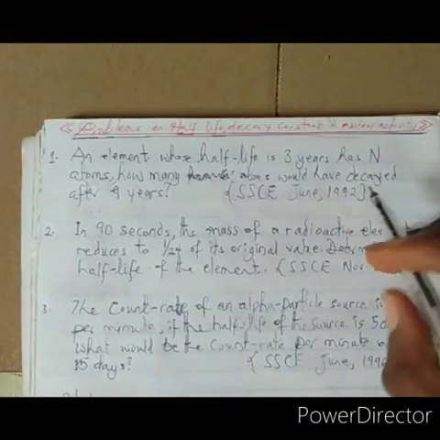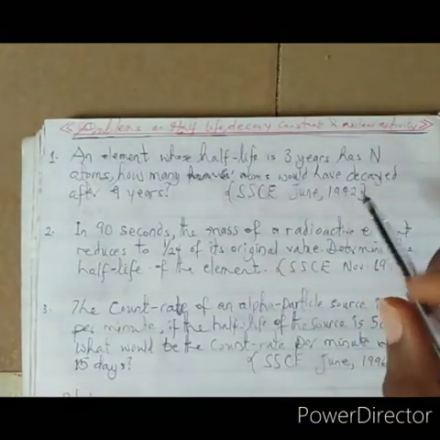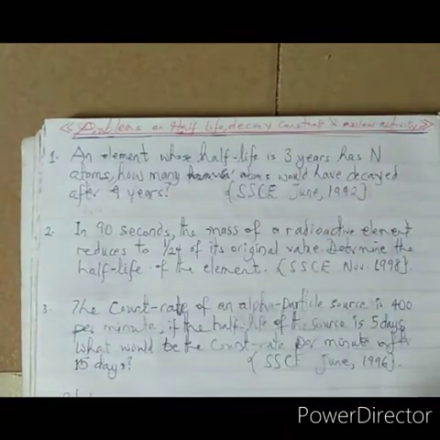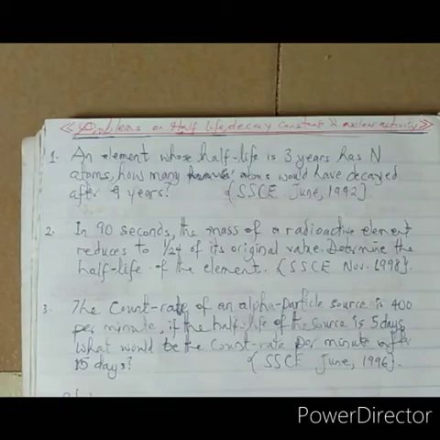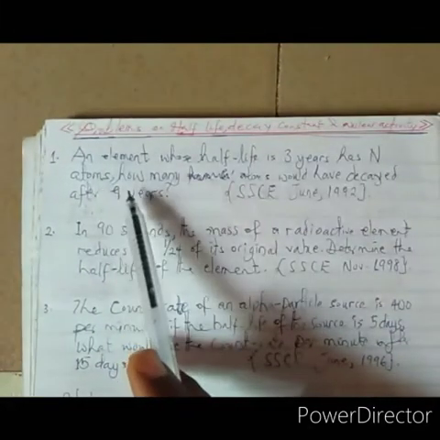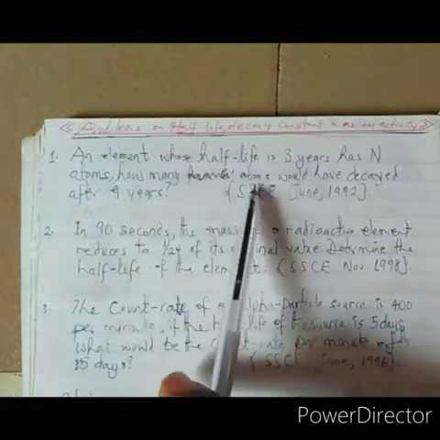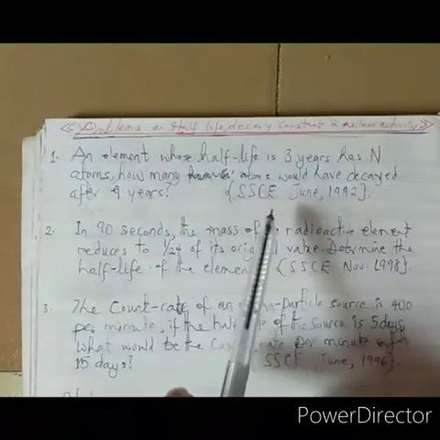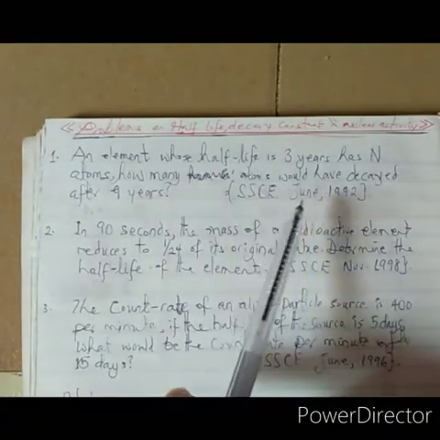Good day, everyone. Let's look at the first problem I gave you on half-life, decay constant, and nuclear activity. The first question is that an element whose half-life is 3 years has n atoms. How many atoms would have decayed after 9 years? That's the first question, taken from June 1992.